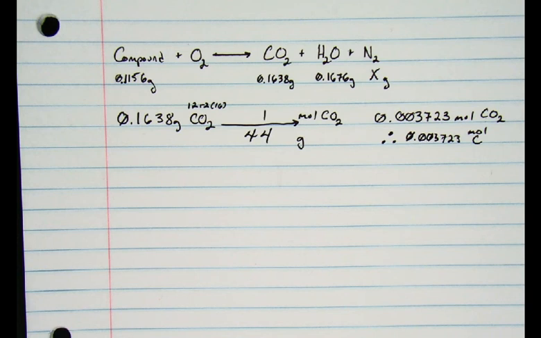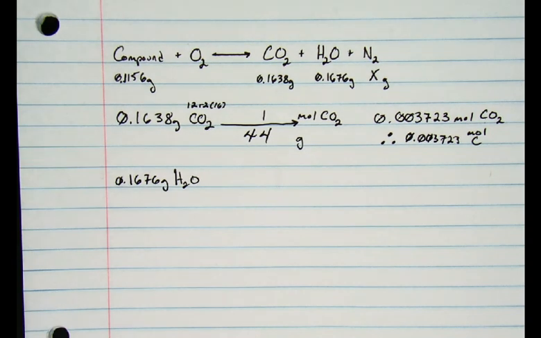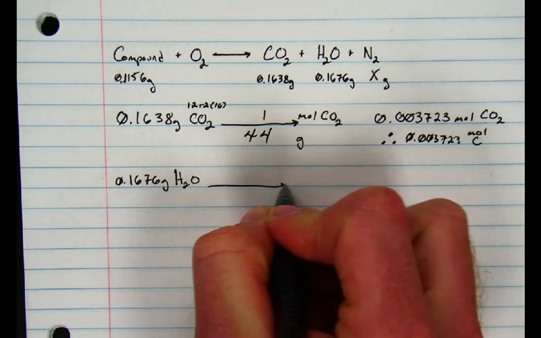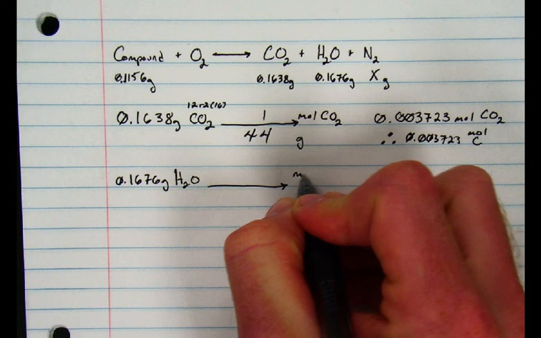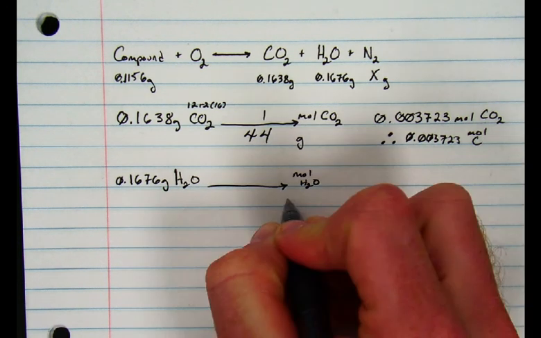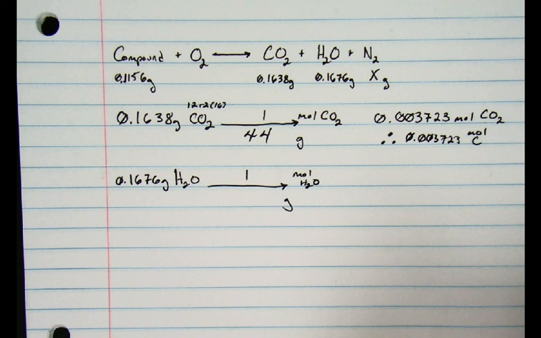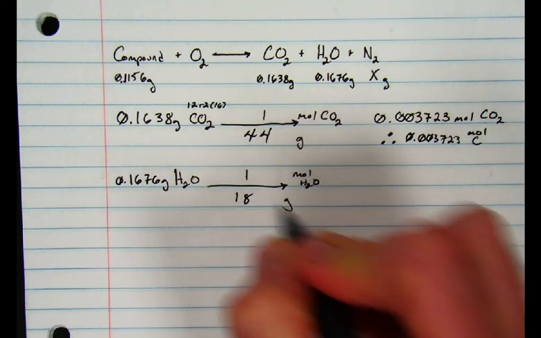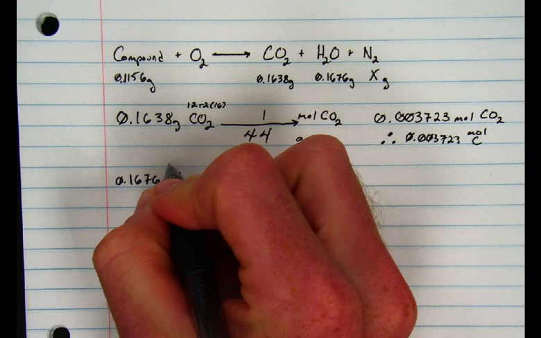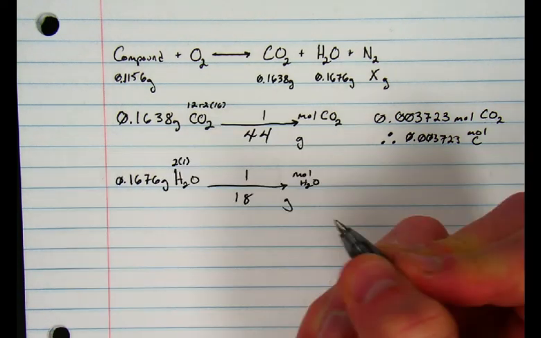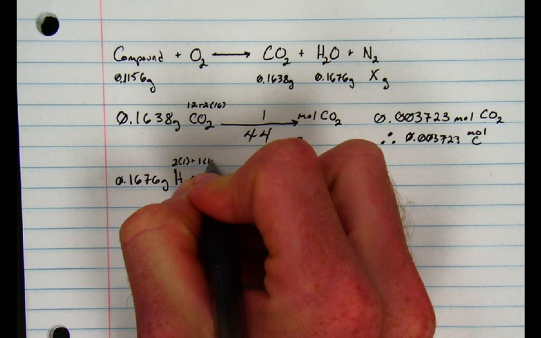Again, we're given water. It's the only place the hydrogens could have gone. So let's do the same calculation, but now we're going to solve for the moles of water. We were given 0.1676 grams of water, and we're going to figure out how many moles of water we had. Grams go below. In 1 mole of water, how many grams of water are there? There's 18. 2 times 1.01 from hydrogen plus 1 times 16 from the oxygen.